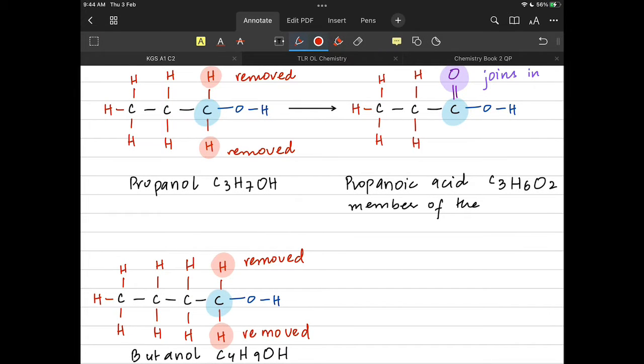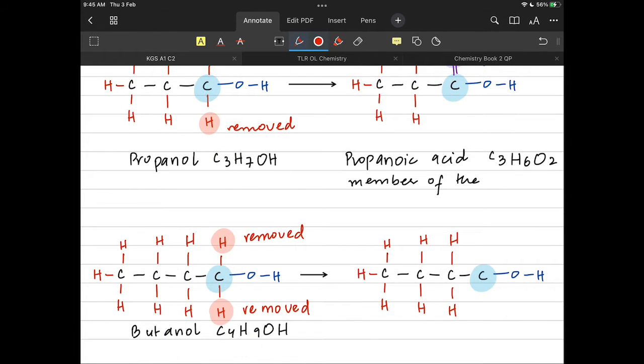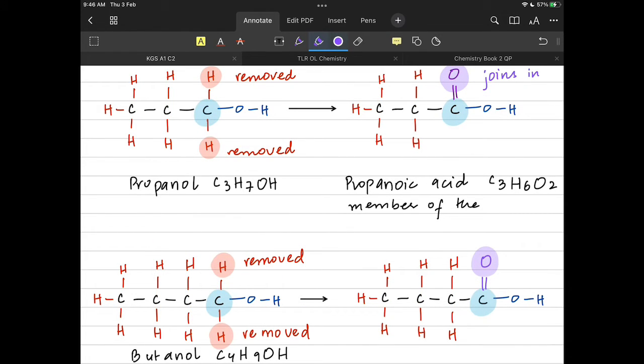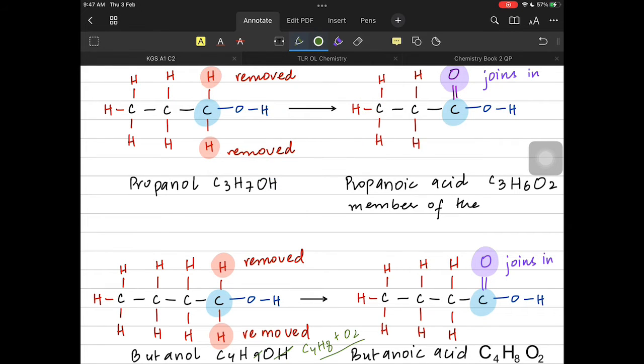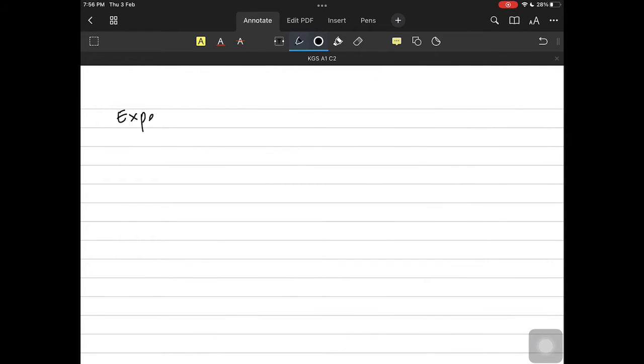Let's say we had a butanol molecule with C4. We again remove the hydrogen atoms from the particular carbon, we attach an oxygen atom on that exact carbon, and now it becomes butanoic acid, which has 2 fewer hydrogens and 1 more oxygen. The formula becomes C4H8O2 because the carbon is still the same, but we are losing 2 hydrogens and adding 1 more oxygen atom. So C4H8O2, butanoic acid. The idea remains the same.